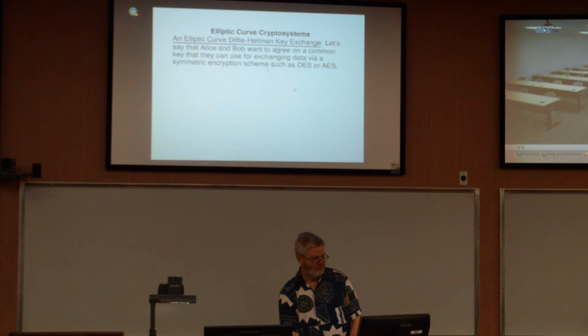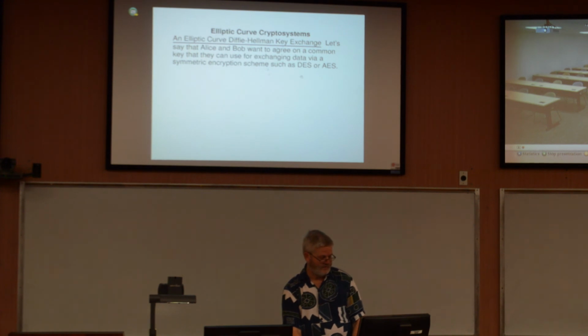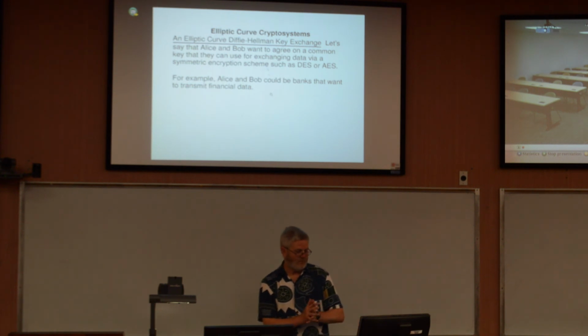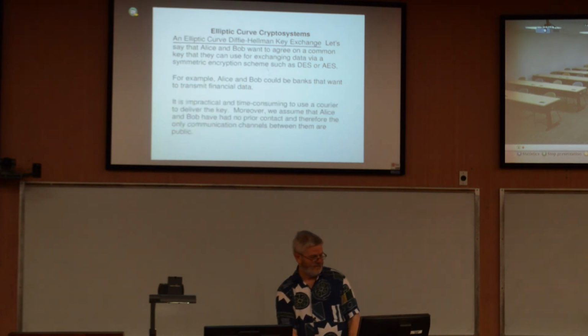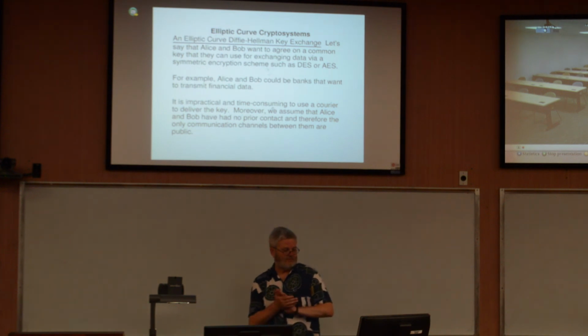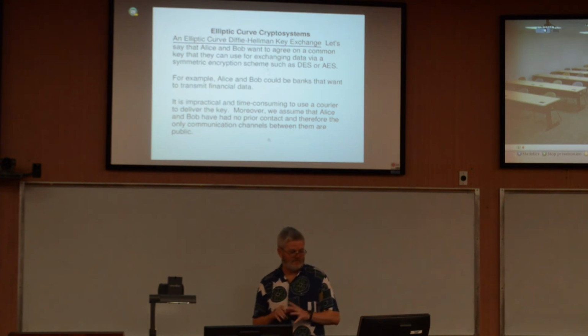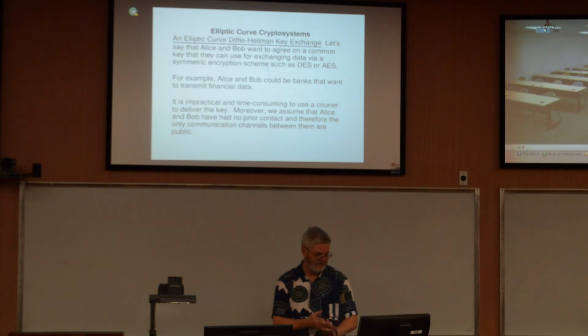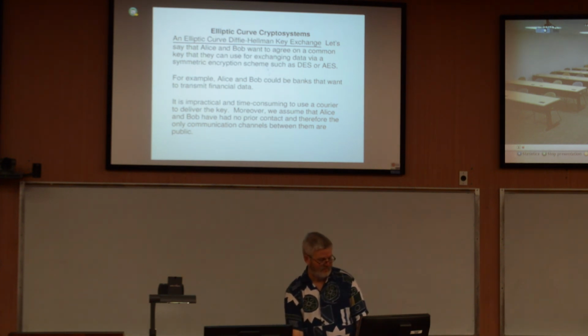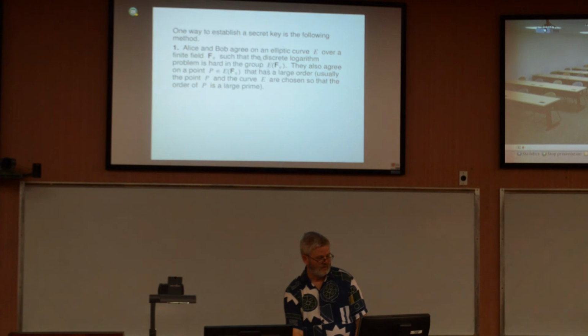So let's say that Alice and Bob want to agree on a common key that they can use for exchanging data via a symmetric encryption scheme using DES or AES. Alice and Bob could be banks that want to transmit financial data. It's impractical and time-consuming to use a courier to deliver the key. Moreover, we assume that Alice and Bob have had no prior contact, and therefore the only communication channels between them are public. So one way to establish a secret key is the following method.